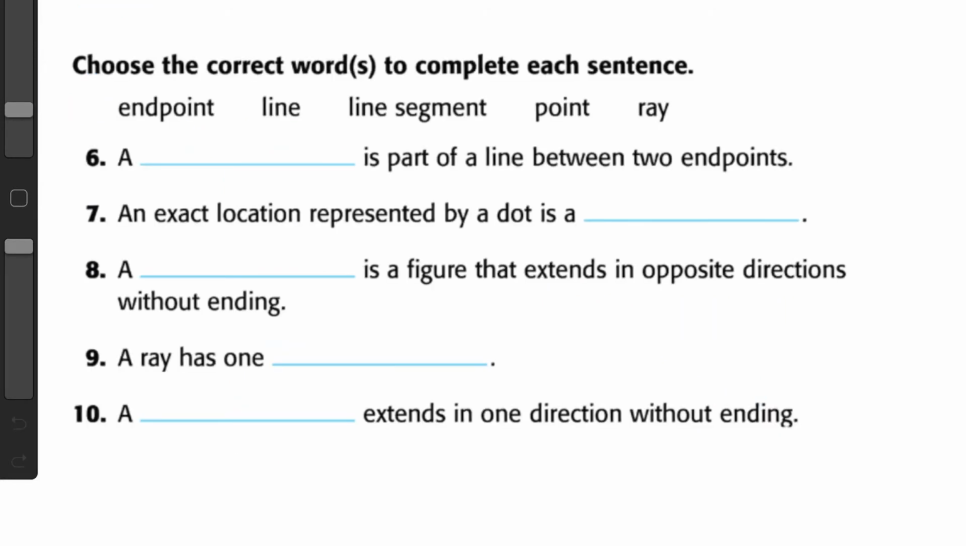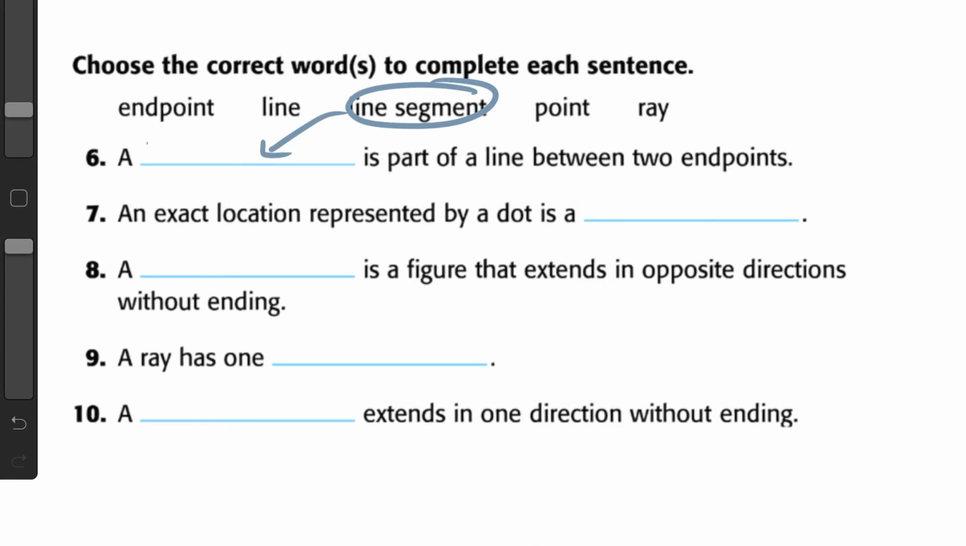Okay, this one's just to fill in the blanks to go over the vocabulary that we've learned. A blank is a part of a line between 2 endpoints. So it's that little stuff that is in between 2 points. So that is my line segment. I'm going to circle it and do a different color. Line segment.